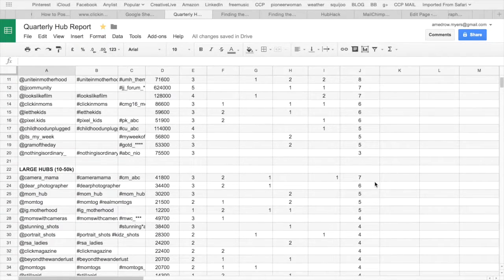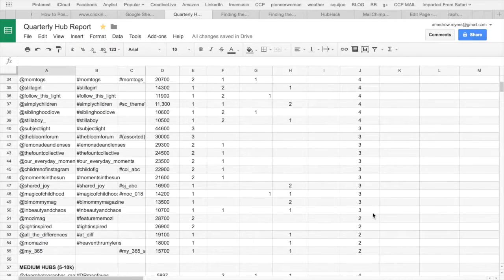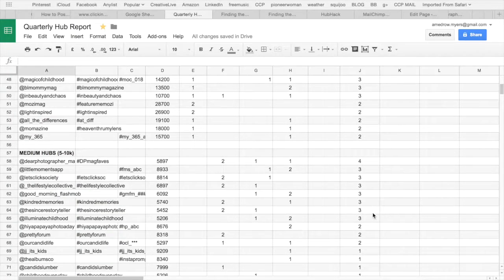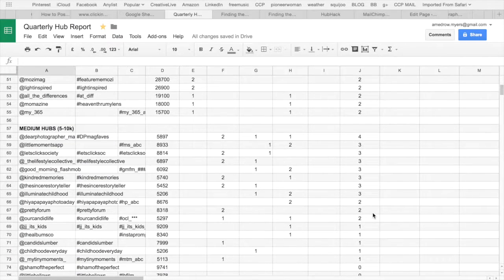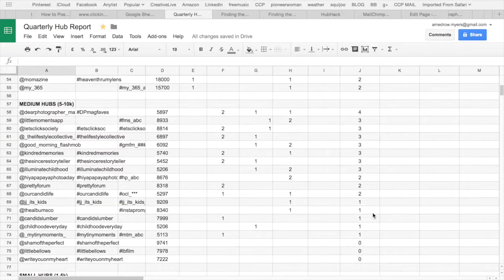So then we have here, I'm going to scroll down to the larger hubs. When you're looking at the scores here, you're like, oh, well, 4s and 3s, that's not very good. Again, it's relative. Camera Mama had the top score for the large hubs. So everything is relative. As I scroll down, you're going to notice that the smaller hubs have smaller numbers. Now, that should not deter you from hashtagging those smaller hubs, because your likelihood of getting featured on a smaller hub is a lot greater than on one of those gigantic hubs.